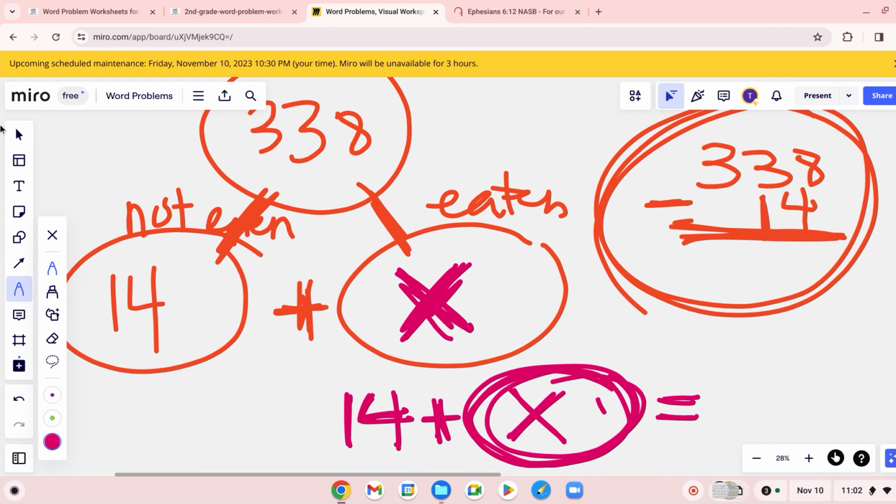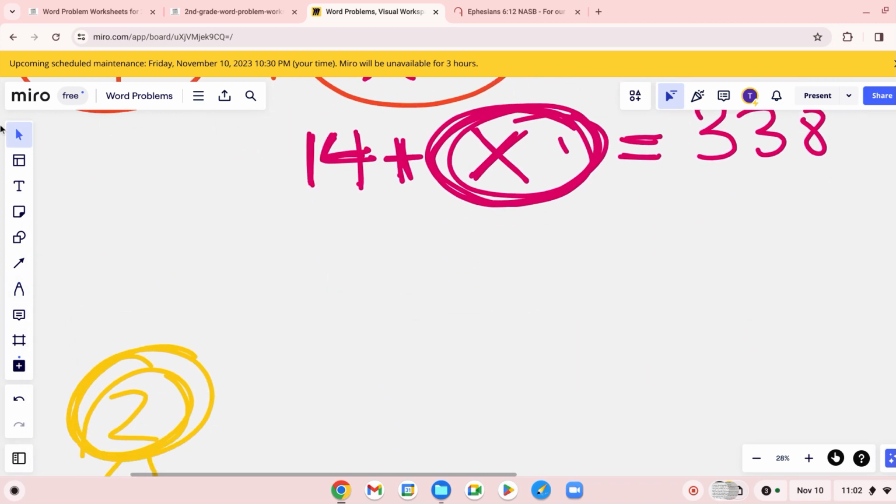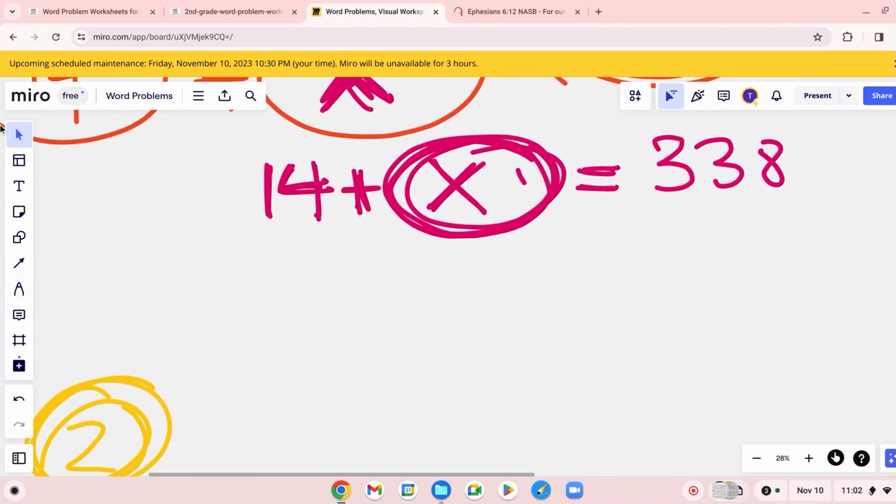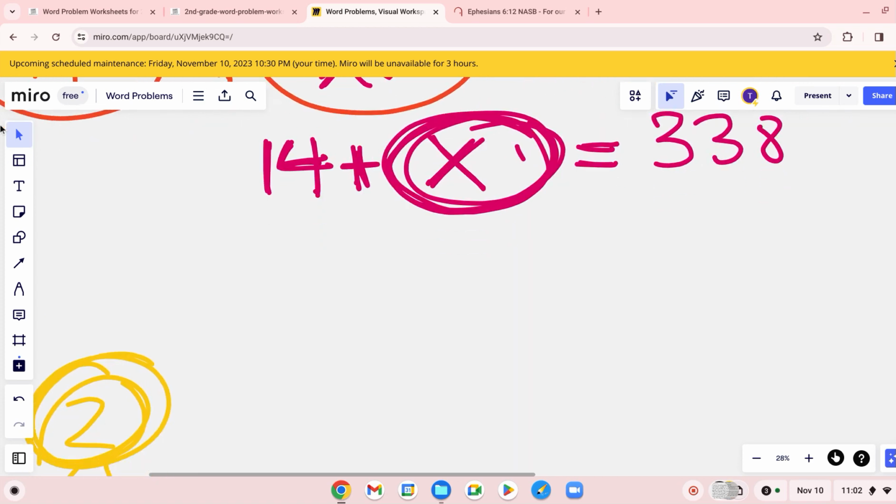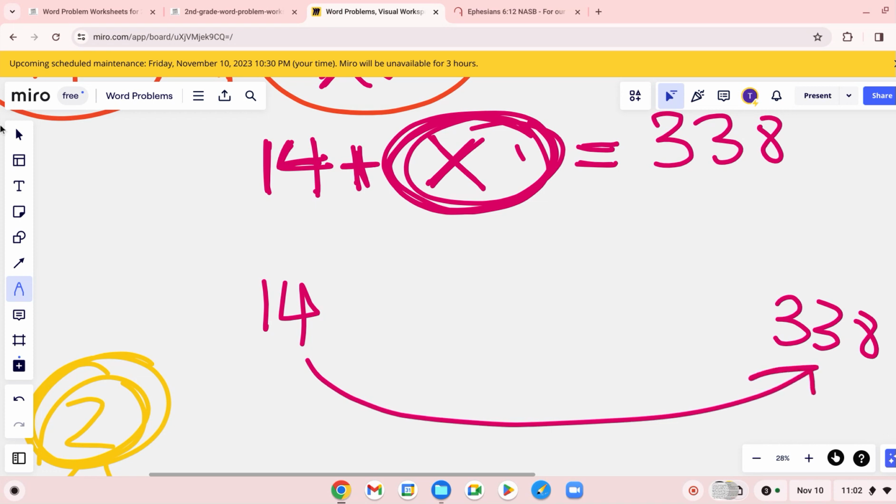What should go over here? 338. Yes, the total should be here. So 14 plus something we don't know is equal to 338. That's why if you set up the mental math problem, then you can do it. 14 over here, and you need to get to 338. And that's the x, the number in between here that we need to use.